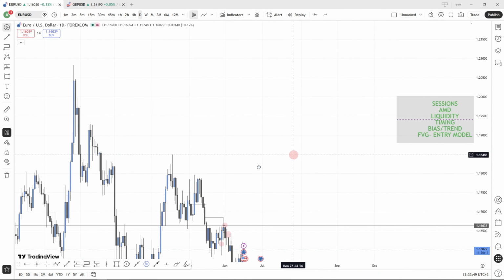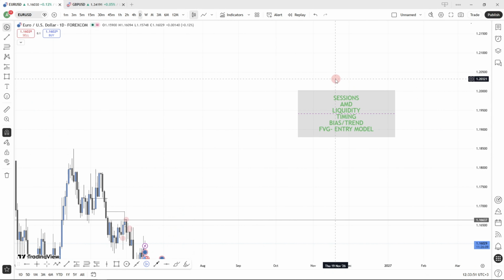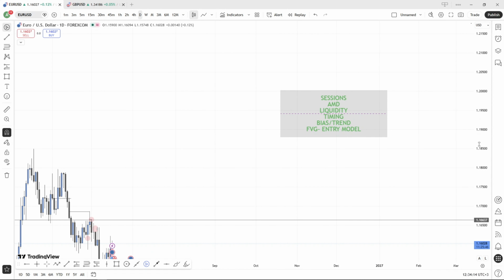So this model is based on 5 concepts. The concept of sessions, that is basically the Asian, London, and the New York, and then the AMD kind of price action where we have the accumulation, the manipulation, and then the distribution. We are going to talk about liquidity, where liquidity lies in the market, and the timing at which you take your trades. Are you going to take your trades during the London open, sessions open, or sessions close? So we are going also to mention something about that.